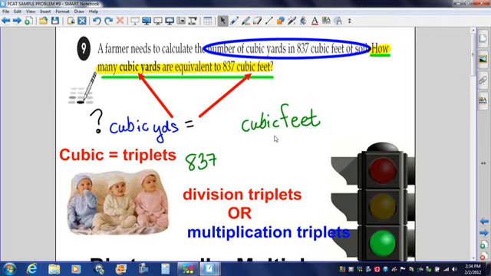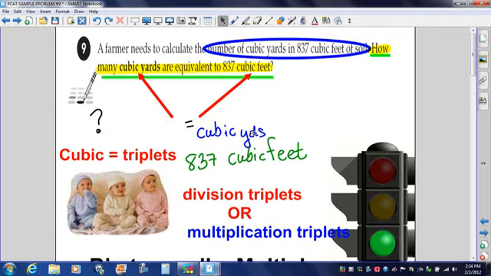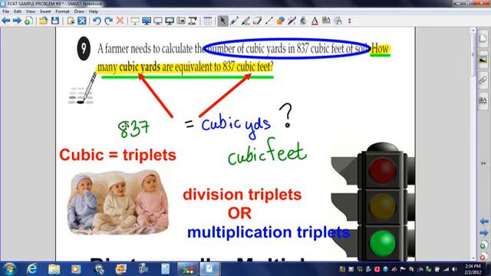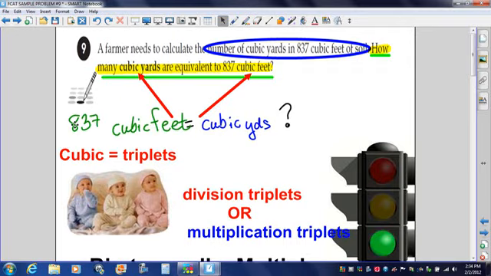So I'm just going to do the commutative property here because I like to have my question mark or what I'm solving for on the right side of my problem. So now I'm just going to say commutative property says 837 cubic feet is how many cubic yards?